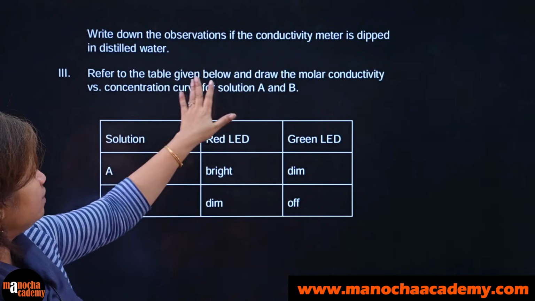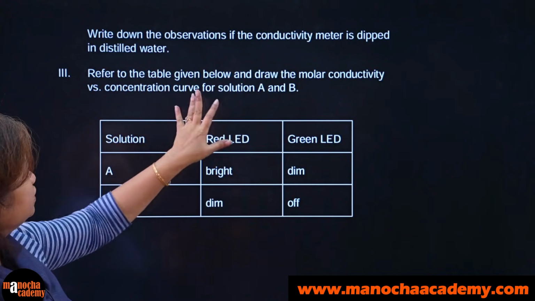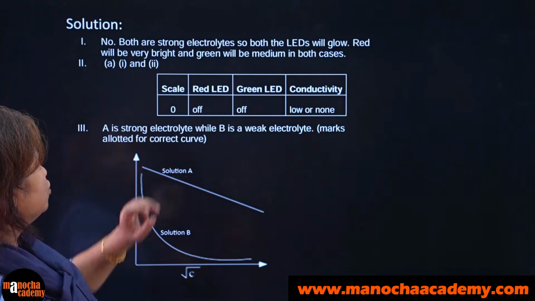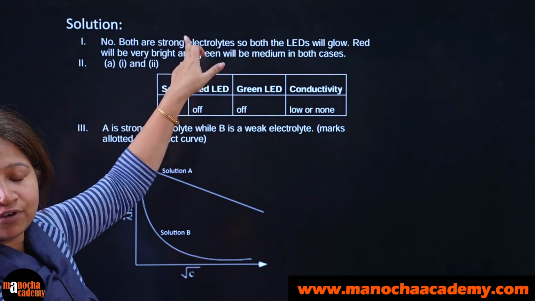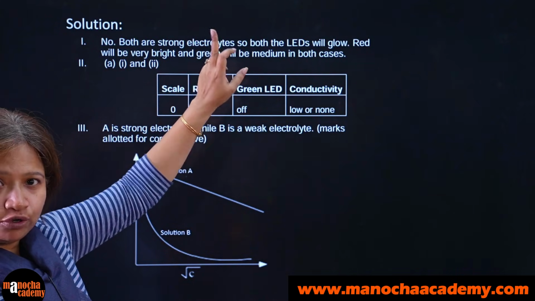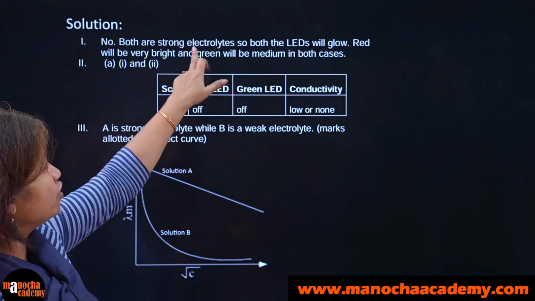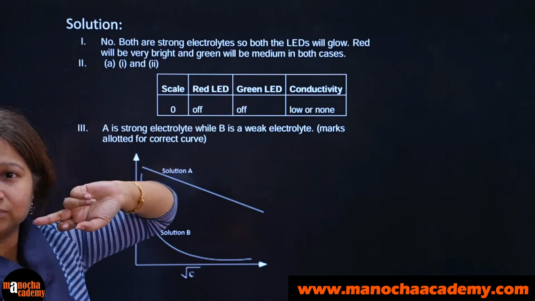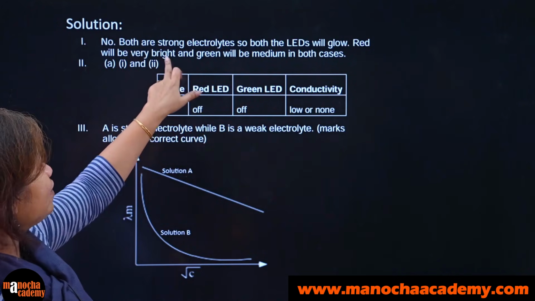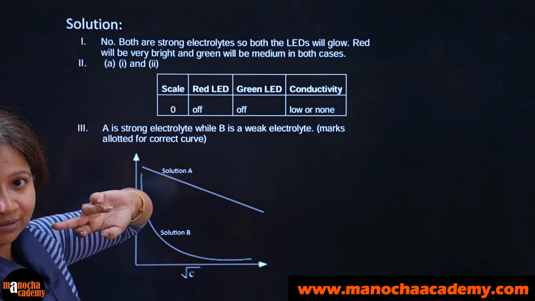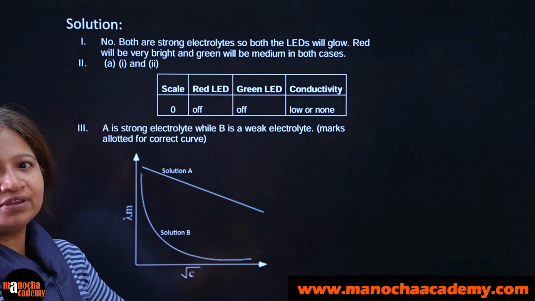See, refer to the table given below and draw the molar conductivity. Okay, so here we saw that for non-electrolytes, LEDs do not glow. I've shown you one part. No ions are present, so that's the reason. Both are strong electrolytes, so both the LEDs will glow, and red will be bright for the strong electrolyte. Green will be medium in both the cases, because there the scale was given.